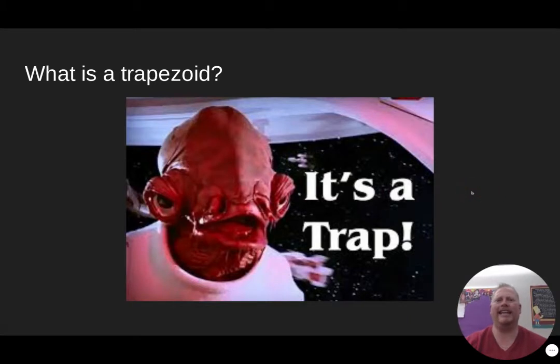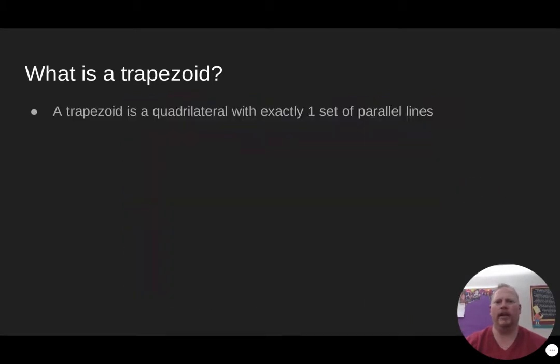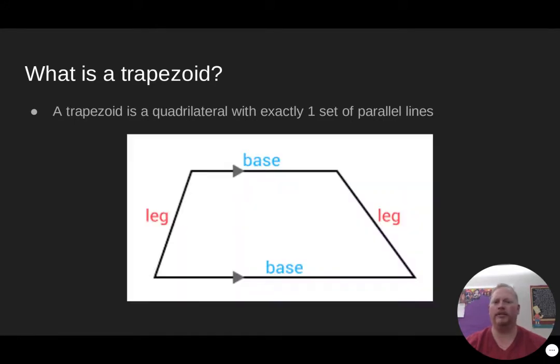What exactly is a trapezoid? A trapezoid is a quadrilateral with exactly one set of parallel lines. So what that looks like is something like this, where you can see that the top and the bottom are parallel, but the two sides, the legs, are not parallel. So the two sides that are parallel are called the bases, and the two sides that are not parallel are called the legs. Now this can look a couple different ways.